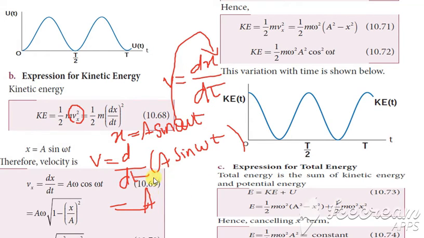A is constant, so we write it as it is. When you differentiate sine omega t, the sine becomes cos omega t. Again, differentiating omega t, we get omega in front. So a omega into cos omega t. This gives the equation for v.